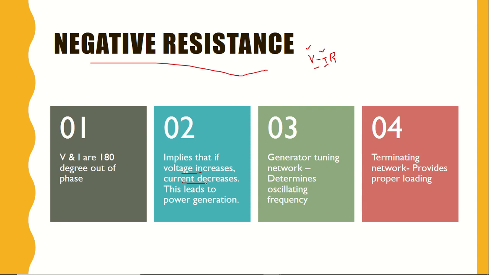So due to this inverse proportionality, we cannot use this law here where resistance prevails. We use the same law with an inverse proportionality that helps us to generate power. And we saw about this already in the previous slide. The tuning network determines the required oscillating frequency, and the terminating network provides the required loading for us.